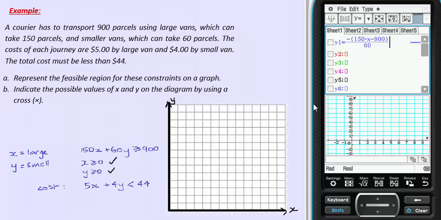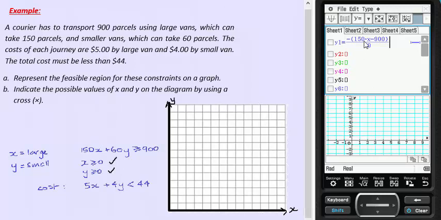My second equation, so remember, this one's now done, and it's going to be Y, let's do this one in blue, because it's a blue one on here. It'll be Y equals negative 150X minus 900, all brackets, over 60. And now for my second equation, this one here, let's do this one in an orange colour. 5x plus 4y is less than 44.